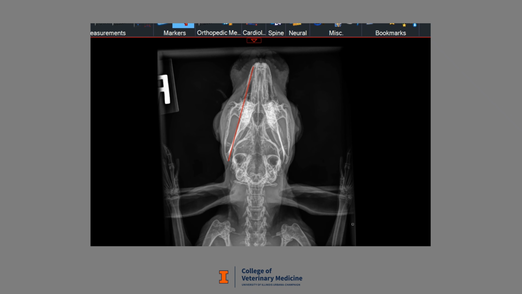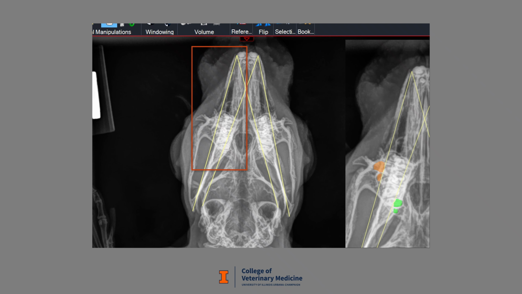On the dorsal-ventral view, reference lines are drawn from the medial edge of the mandibular ramus to the buccal aspect of the first incisor on the ipsilateral side, and from the lateral aspect of the bulla to the buccal aspect of the contralateral incisor. All of the apices of the maxillary premolars and molars should lie within these lines, apart from the apices of the second and third maxillary premolar teeth highlighted in orange in the magnified view.